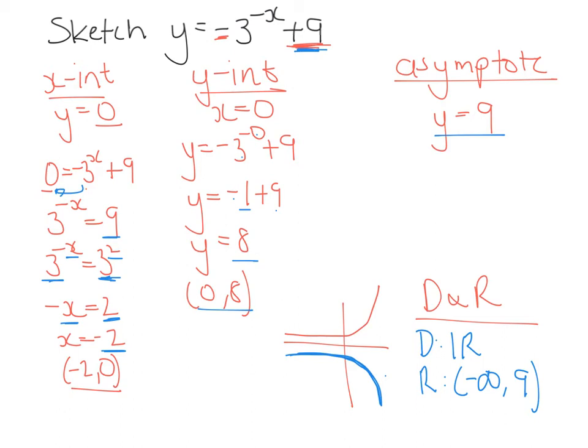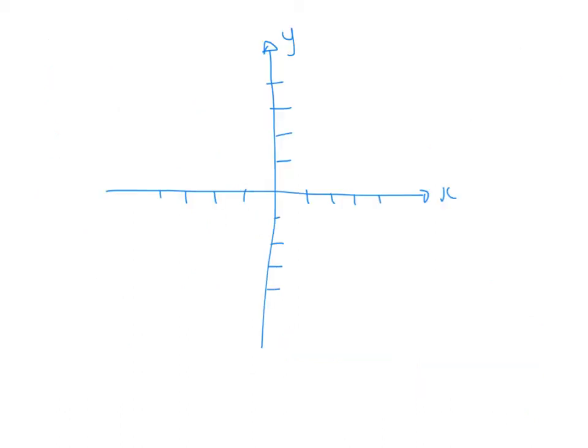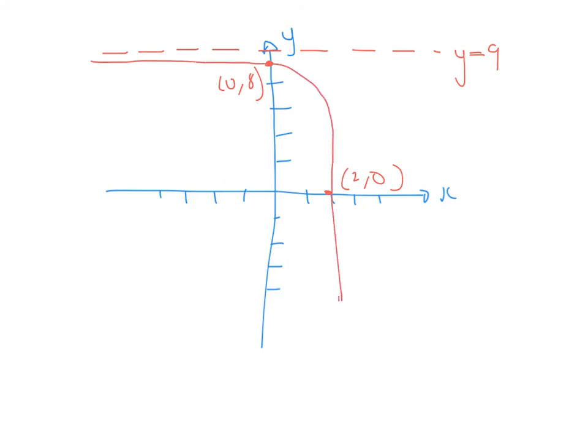Alrighty, let's see if we can sketch this now. There'll be an asymptote up here at y equals 9. Now our graph will come down, it'll go through (0, 8), and also go through (2, 0). So our graph will come down like this and go like this. Alrighty, one last one and then we'll be done with this presentation.